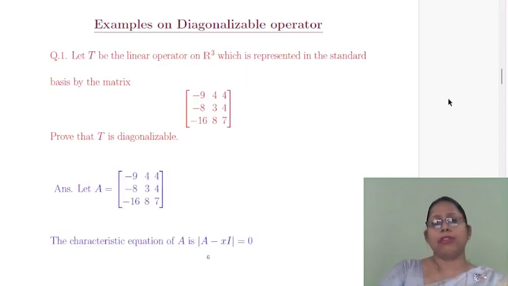Next is an example on a diagonalizable operator. First example: let T be a linear operator on R3 which is represented in the standard basis by the matrix given by this. Prove that T is diagonalizable.